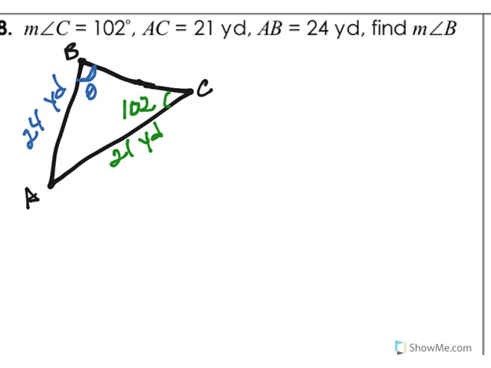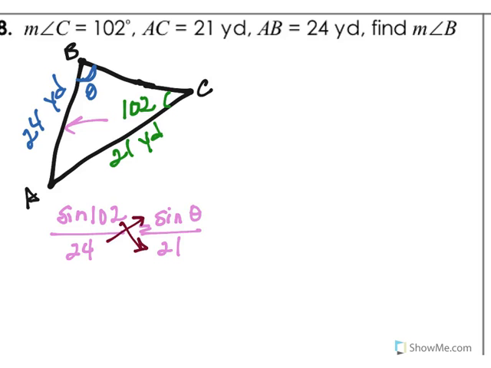Now I want you to pay close attention to this, okay? Because this one's going to be a little bit different. Now we're going to start it the same. We're going to try to find a pair, and we do have a pair. Sine of 102 over 24 equals sine of theta over 21. Okay? So now we're going to cross multiply. You have 24 times sine of theta equals 21 times sine of 102.